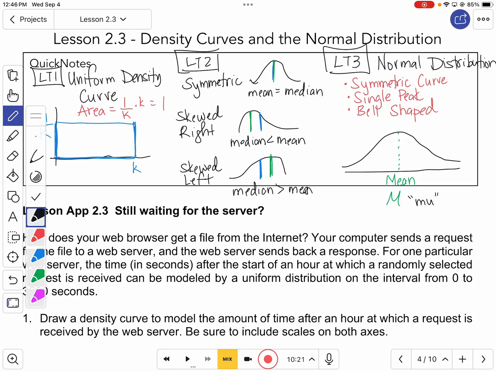What does a cow say? Mu. No, it's a bad joke. Anyway, but we call it mu. That represents the mean. So the mean will always be in the middle.